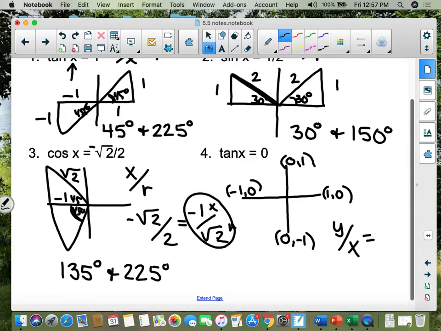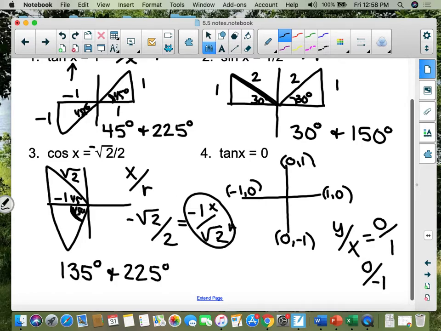Tangent is y divided by x. I need to get an answer of 0. Sometimes your answer is undefined, isn't it? It's undefined when you have 0 in the denominator. It's not undefined when you have 0 in the numerator. The y has to be 0 for it to turn out to be 0, correct? Can't x be 1 for it to turn out to be 0? Can't x also be a negative 1 for it to turn out to be 0?